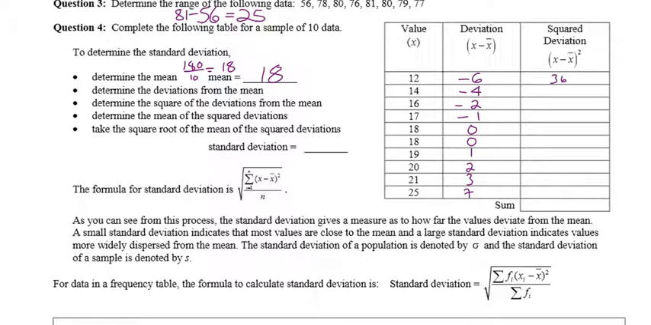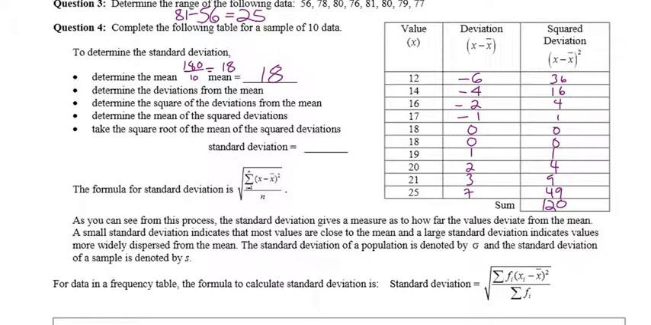So 36, 16, 4, 1, 0, 0, 1, 4, 9, and 49. And we need to add up the squares of the deviations. Let's try this again: 56, 57, 58, 62, 71, and then we add the last 49. That gives 120.